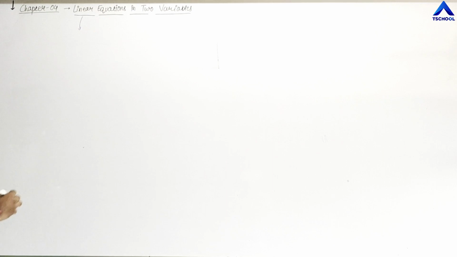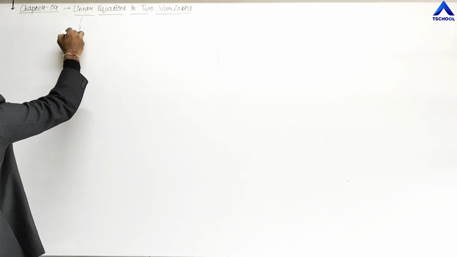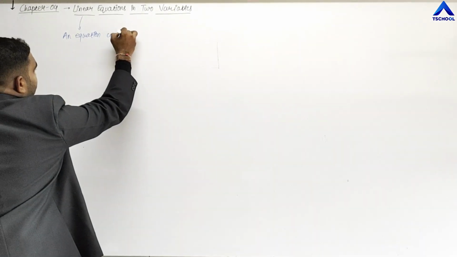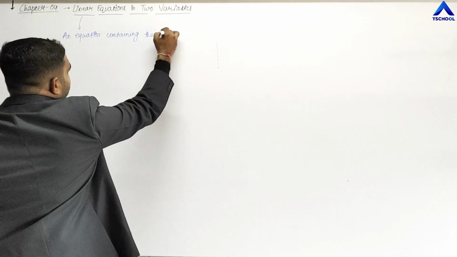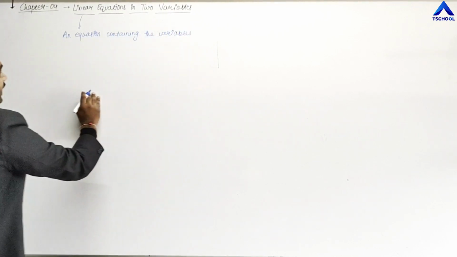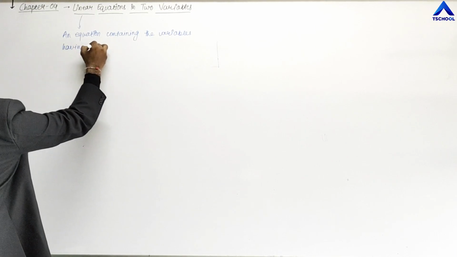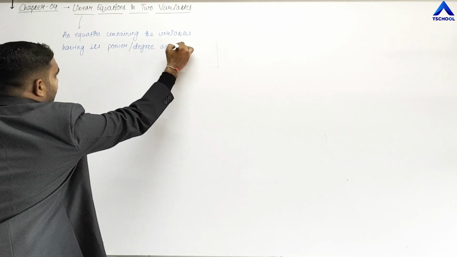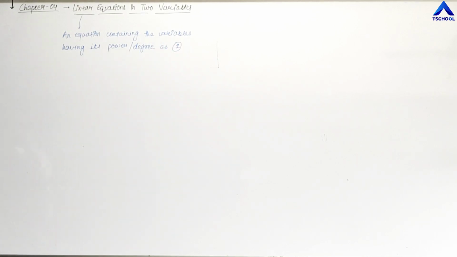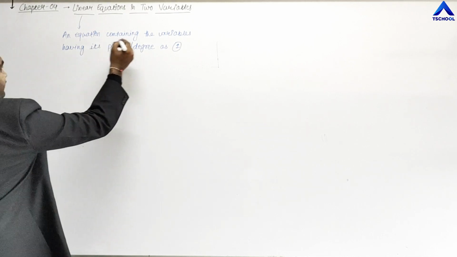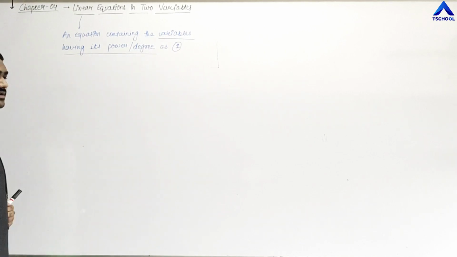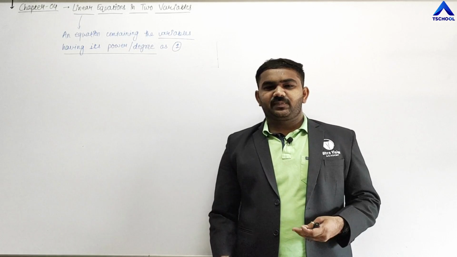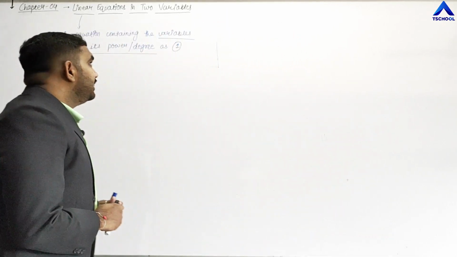So first of all, linear equations are simply equations containing variables having their power or degree as 1. So if any equation or any polynomial has a variable with its power 1, then that is known as a linear equation or linear polynomial.